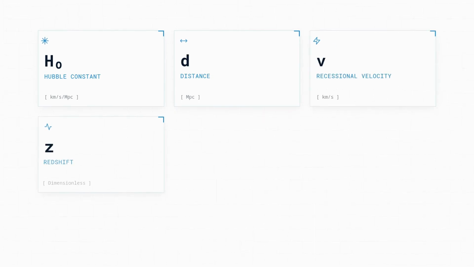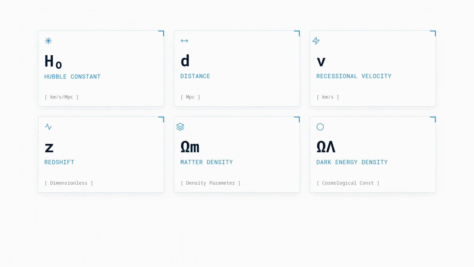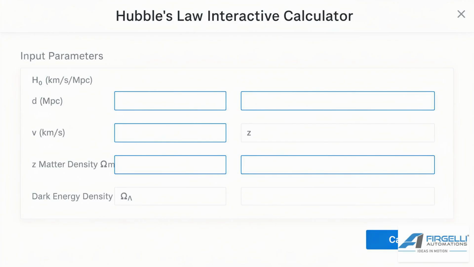The input fields are Hubble constant H0 in kilometers per second per megaparsec, distance d in megaparsecs, recessional velocity v in kilometers per second, redshift z, Omega M for matter density, and Omega L for dark energy density. Here's our worked example. I'll enter Hubble constant H0 equals 70, distance d equals 150 megaparsecs, recessional velocity v equals 2500 kilometers per second, redshift z equals 0.035, Omega M equals 0.3, and Omega L equals 0.7.